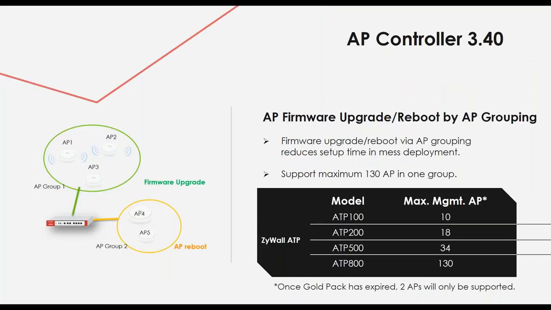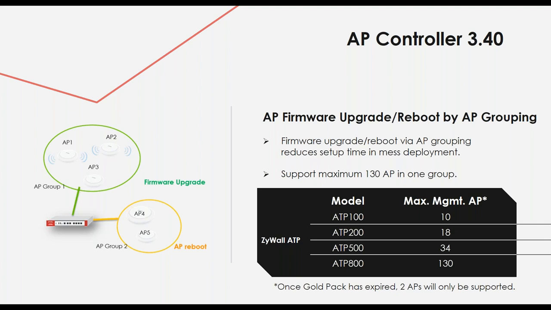This is just a quick, obviously graphical view of the access point controller grouping. So different groups of access points, so there could be different types of access points or in different areas, group firmware upgrades, and then you can group the reboot time as well. And this is a useful table on the right-hand side there to do with the number of access points that a particular ATP model supports, so you can choose the appropriate ones.